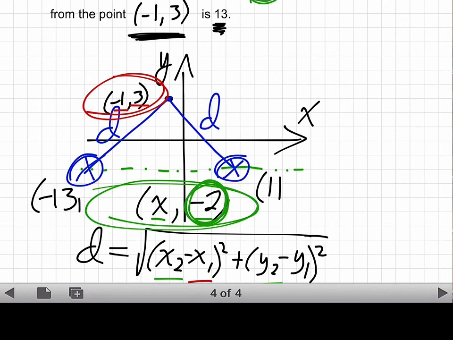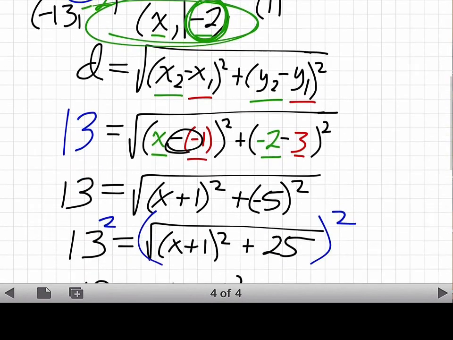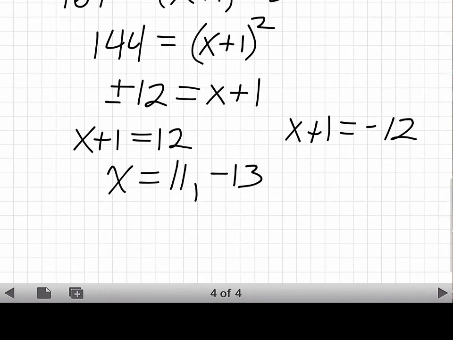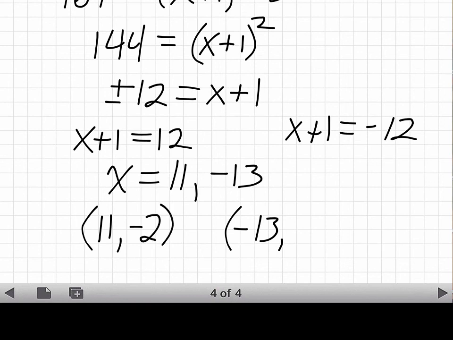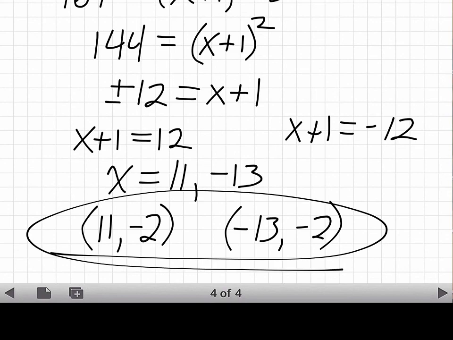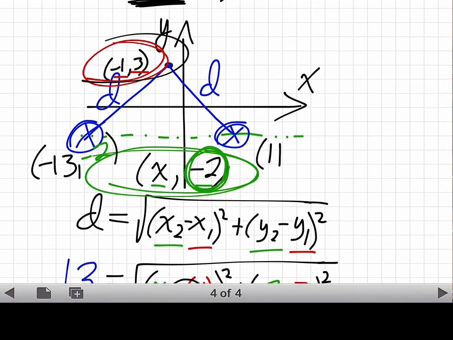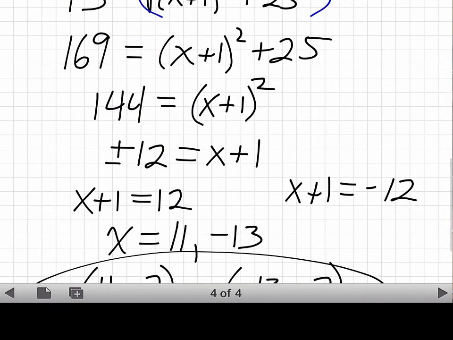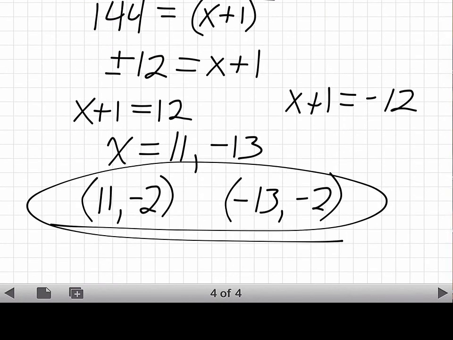So each of these has a y coordinate of negative 2, and I know this is getting to be kind of a mess. So let me bring it down here. We have 2 points. One of them has an x coordinate of 11, and another has an x coordinate of negative 13. In both cases, the y coordinate is negative 2, and the distance between each of these points and the original point that we were given, negative 1, 3, is going to be 13. You could check that by using the distance formula with these points in turn and negative 1, 3, and I leave that exercise to you.